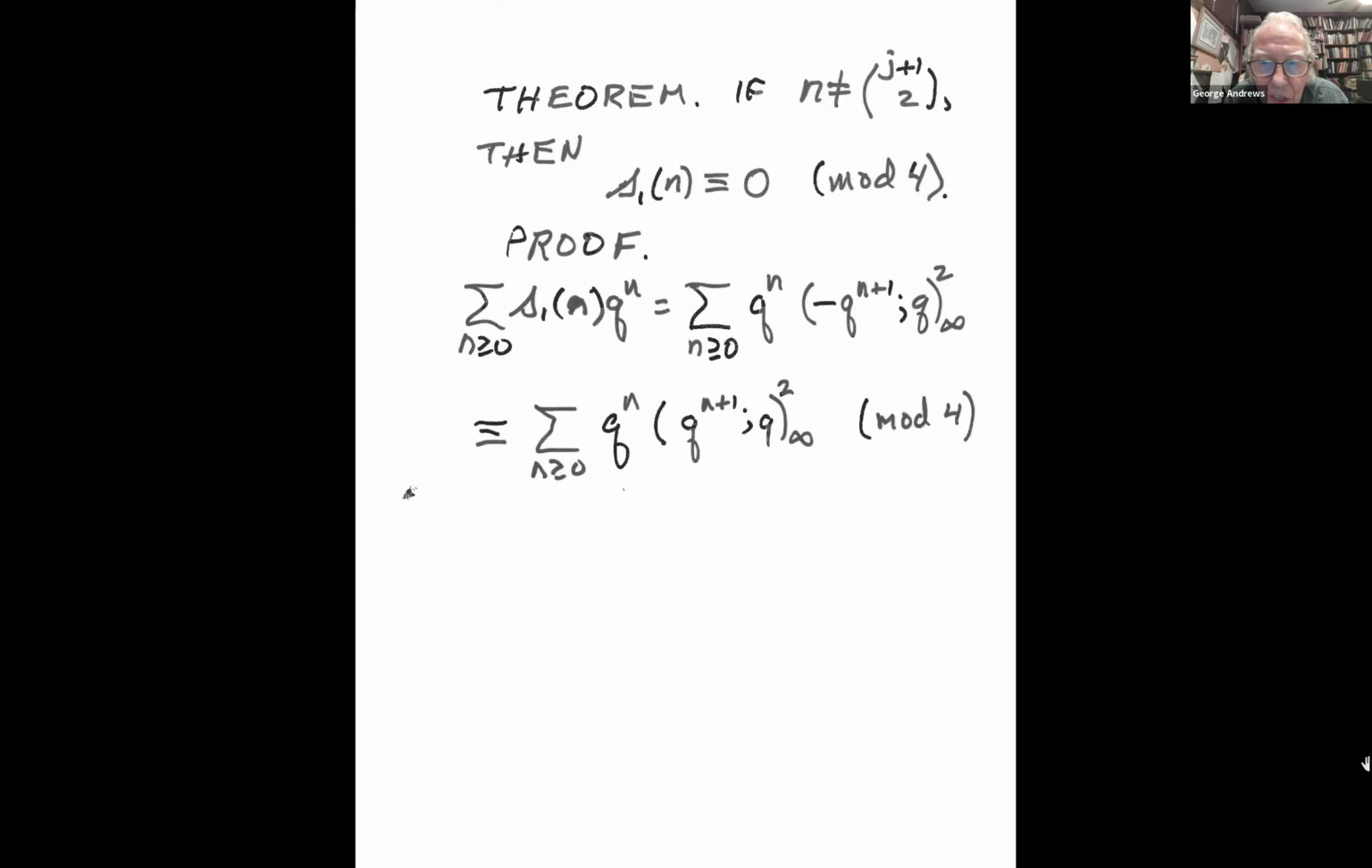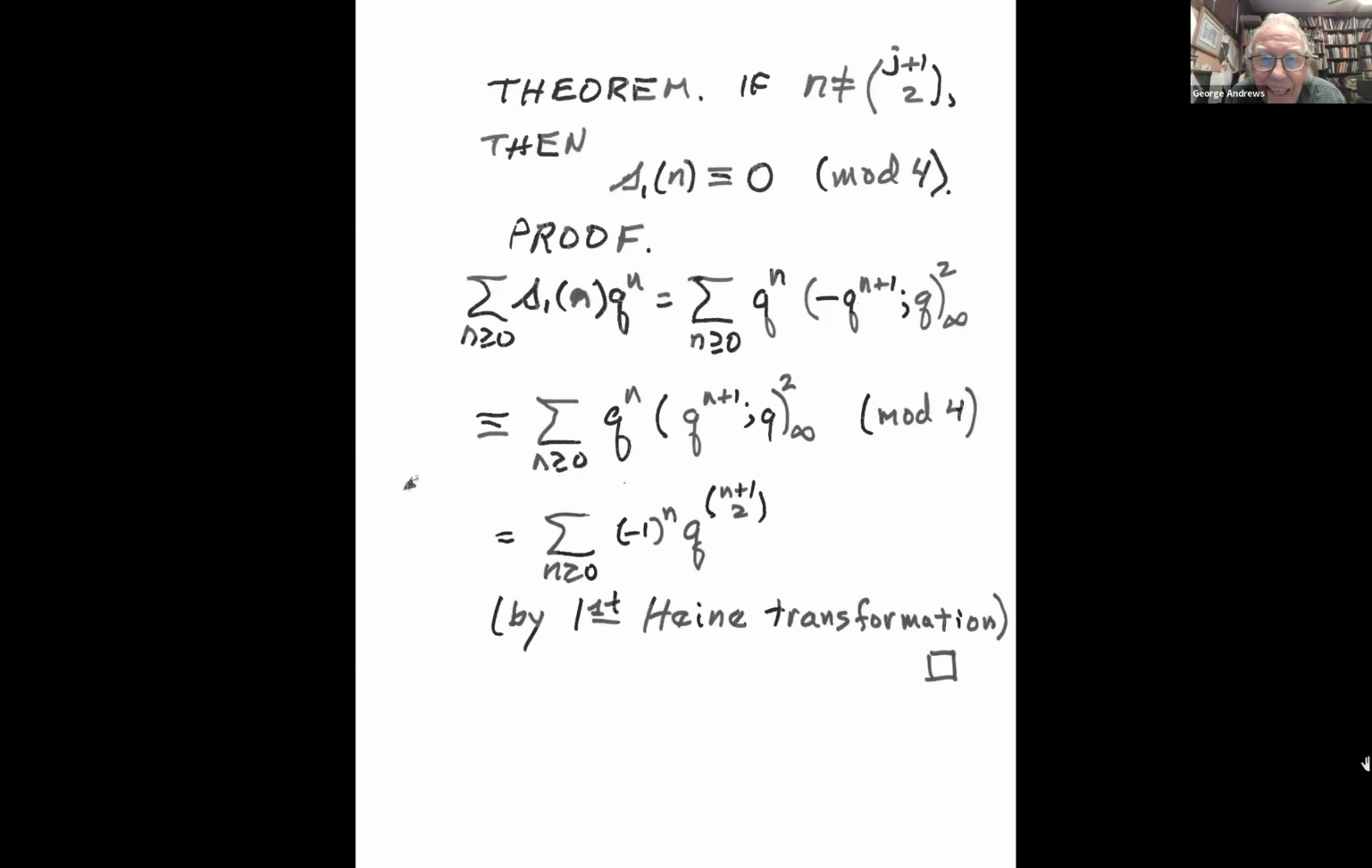So here's the generating function. Now, the trick is that (1 minus x) squared is congruent to (1 plus x) squared mod 4. So I can drop that minus sign in the infinite product in the series, getting it back to this. And this is a famous identity that follows from the classic Heine transformation. And now you see mod 4 that the S1 is indeed congruent to this, so that every term is divisible by 4, except where you have the triangular numbers, where it's obviously odd.